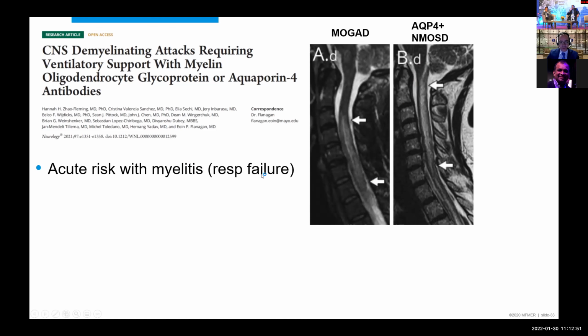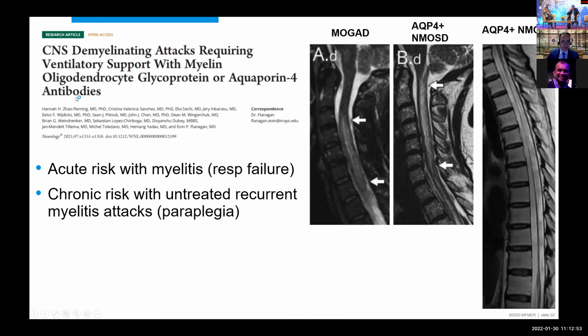Now, we recently looked at this amongst patients at Mayo Clinic in more recent years, and we found that this seems to be less frequent with the available treatment. But that still is a possibility. So a single attack could lead to respiratory failure and even death in some patients.